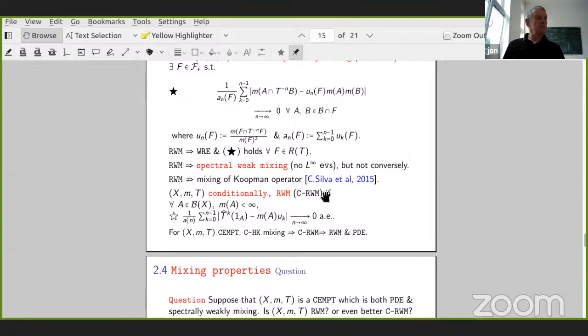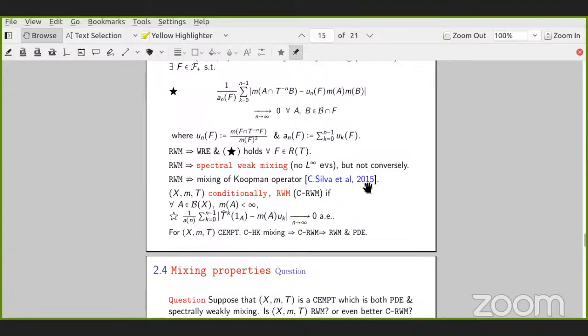Do I know examples of that? There are examples of rational weak mixing which are not Krickeberg mixing, by Cesar Silva. But I don't know that. And do we expect, I don't know if that makes sense as a question, but do we expect the typical infinite measure preserving transformation to be rational weak mixing, but not Krickeberg mixing?